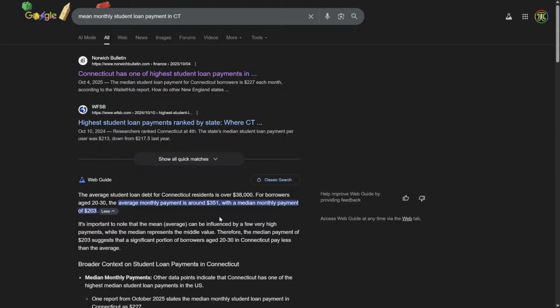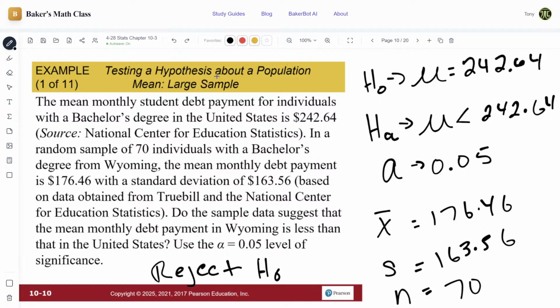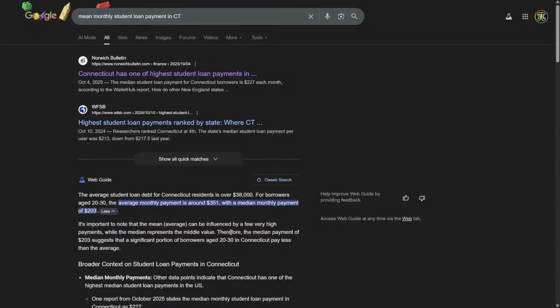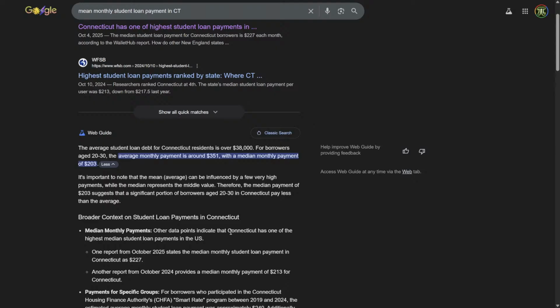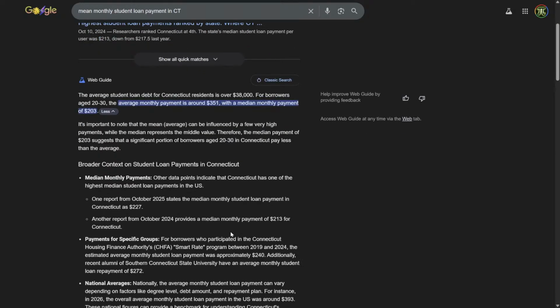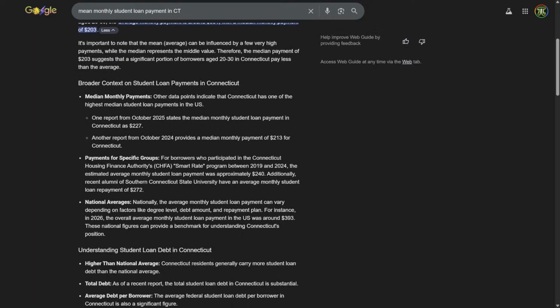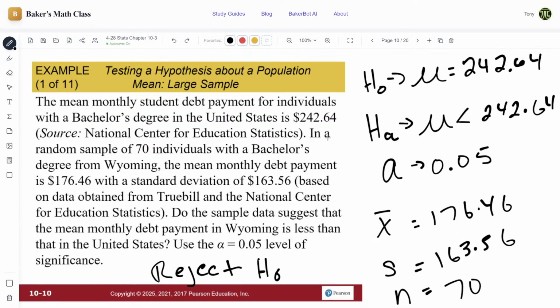The average student loan payment in Connecticut is $351. They don't give me the standard deviation, so we can't do the actual calculation, but we're on the high end. They all had a bachelor's degree, so all went to college. So that's one of the things to actually look at.